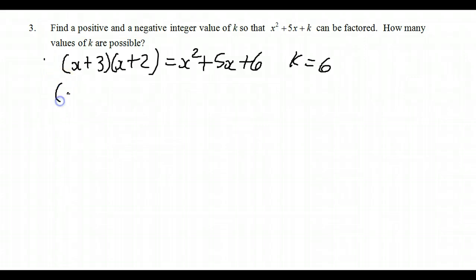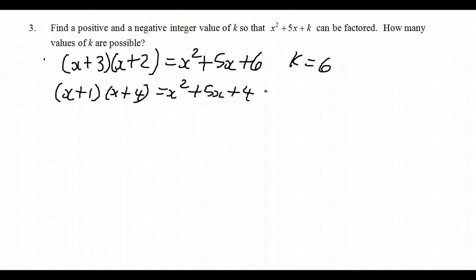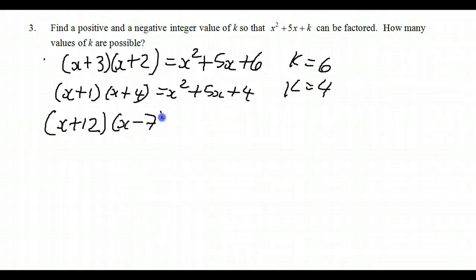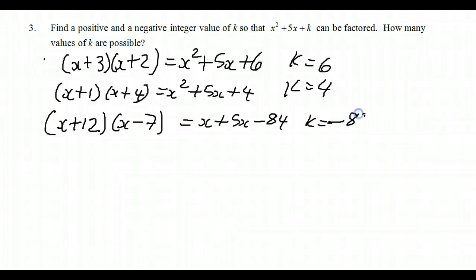What else? How about 1 and 4? X plus 1, x plus 4 gives me x squared. Okay, x squared plus 4x plus 1x is plus 5x plus 4, in which case k will equal 4. X plus 12, x minus 7, x squared minus 7x plus 12x gives me plus 5x minus 84. So k is equal to negative 84.